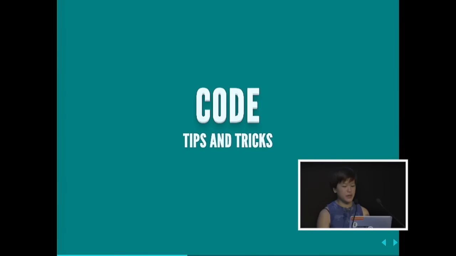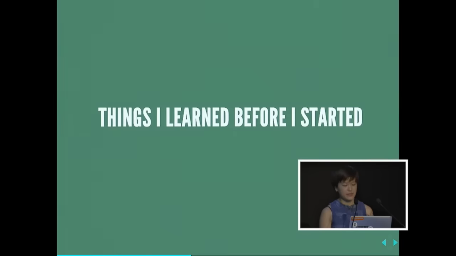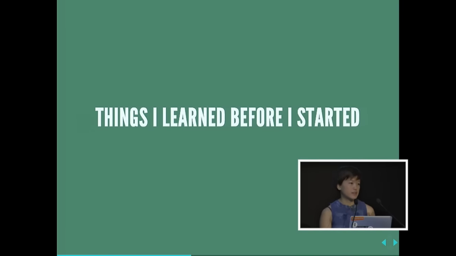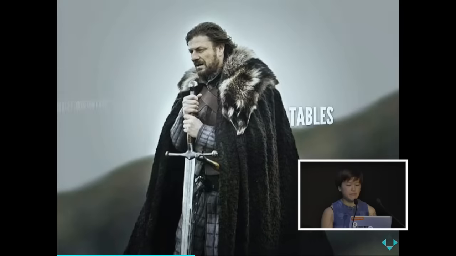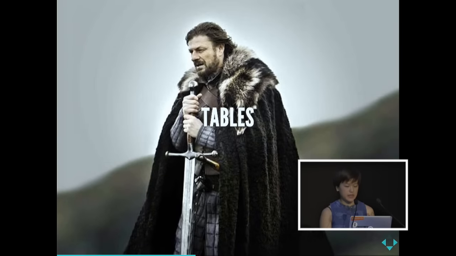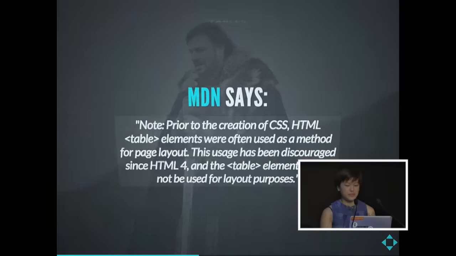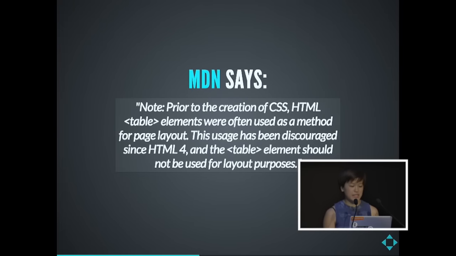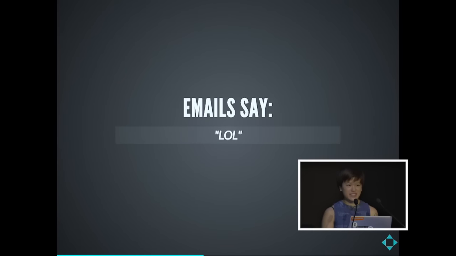All right, on to some code. So here's a bunch of tips and tricks that I learned along the way. Some things that I learned before I started coding our emails. Number one, tables are coming. Mozilla Developer Network says, note, prior to the creation of CSS, HTML table elements were often used as a method for page layout. This usage has been discouraged since HTML4, and the table element should not be used for layout purposes. Emails say, lol.